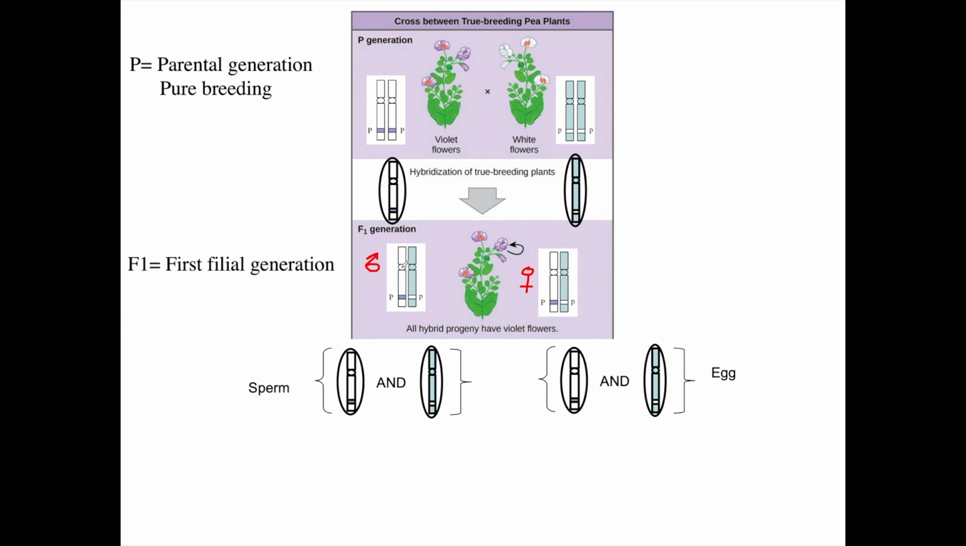So this male part produces gametes. It separates these alleles. The law of segregation separates them into separate gametes. And then the female, the same thing. Because of the law of segregation, it separates these alleles into different gametes. So we got sperm and egg.